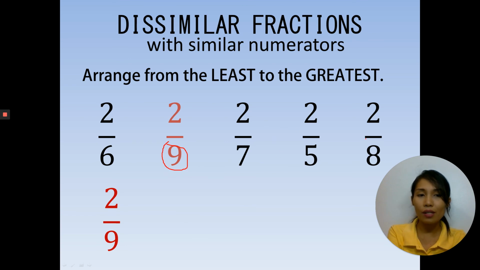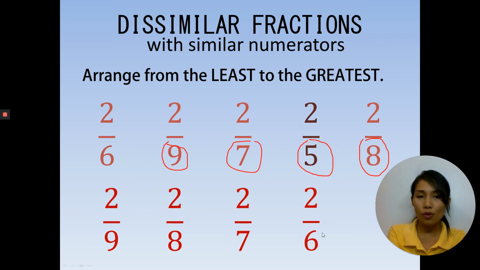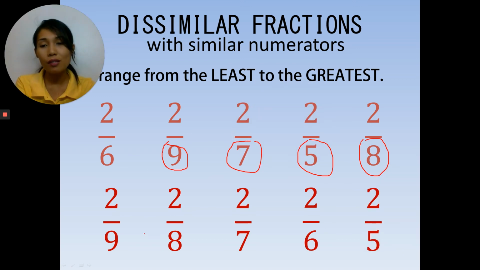Look at the denominators. It is 8. So it's 2/8. Okay, what's next to 8? Of course, 7. So it is 2/7. Next to 7 is 2/6 and 2/5. So in this group of fractions, the least fraction is 2/9 and the greatest fraction is 2/5. Okay, easy, right?